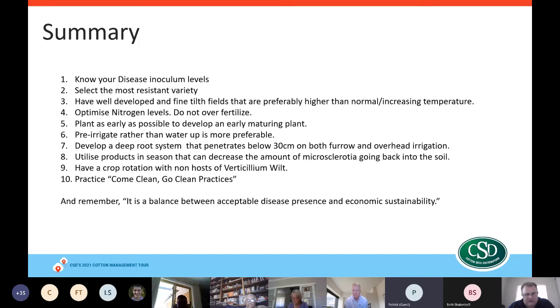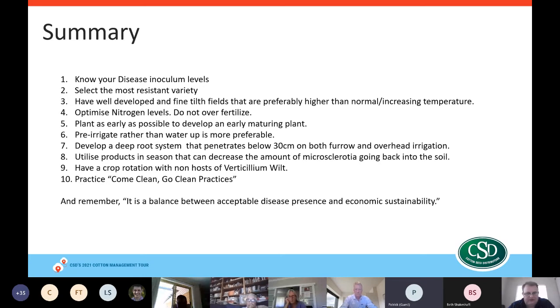And utilise products in the season that can decrease the amount of microsclerotia going back into the soil. Karen's talked about 0X. And have a crop rotation with non-hosts of Verticillium wilt. Certainly the guys that have used some of the other crops in rotation, particularly corn and sorghum, have seen drop-offs in the disease on their properties that once used to be chock-a-block full of disease. So it's certainly worth rotating those.